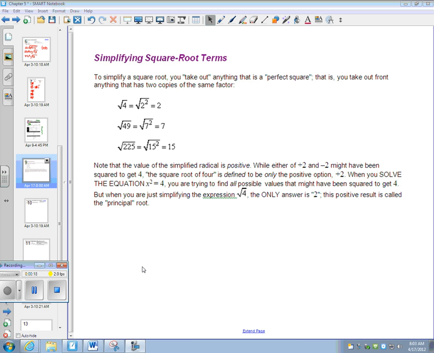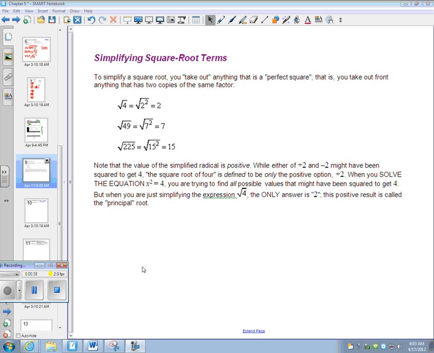To simplify a square root, you take out anything that is a perfect square. That is, you take out front anything that has two copies of the same factor. So for instance, we look at the square root of 4 and we simplify that as 2. The square root of 49 is 7. The square root of 225 is 15.